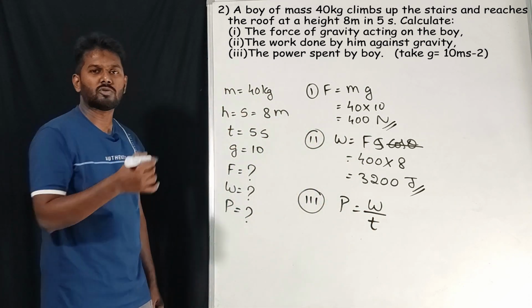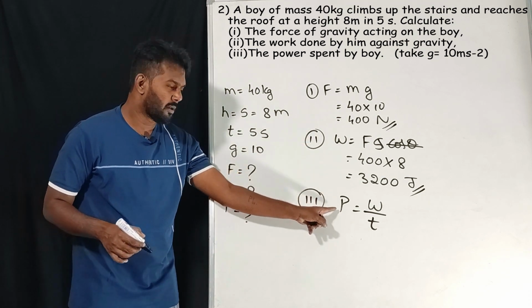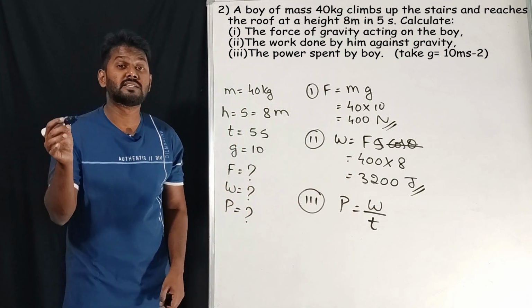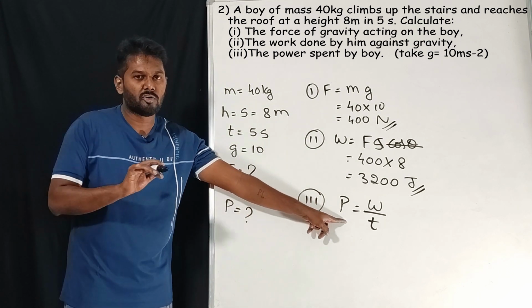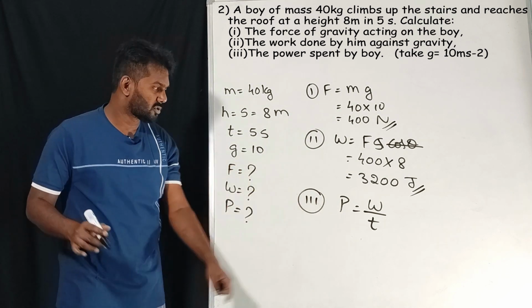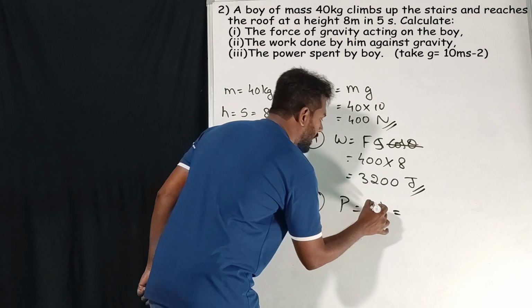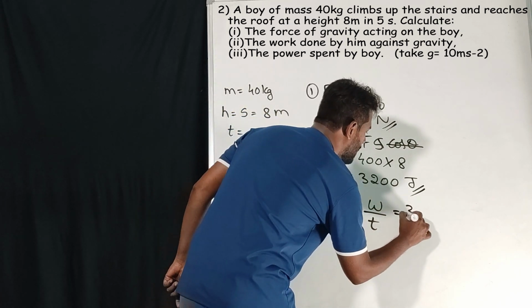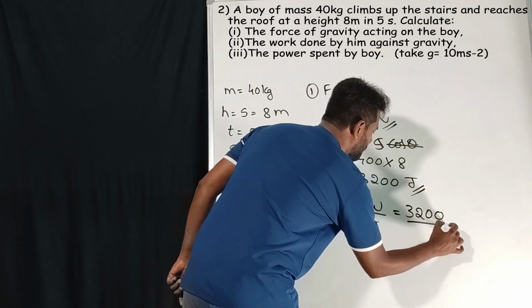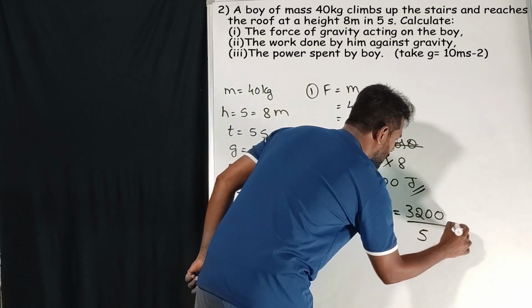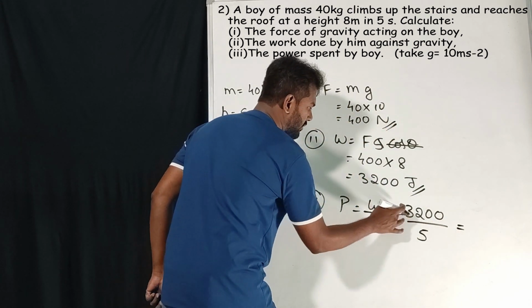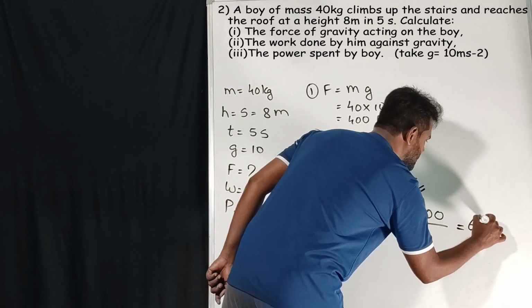See, in all the questions I am using short forms, P, W, T. In the exam you have to write it in the full form. If you write like this, you are not going to get any mark. So write it in the full form. W, that is what we have found, 3200 divided by time. Time value they have given as 5. So this is nothing but 5 sixes are 30, this will be 640.